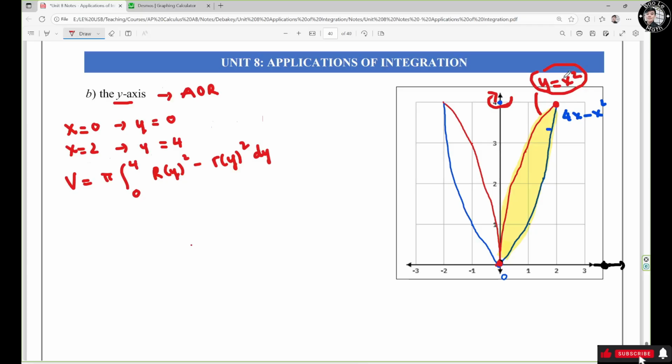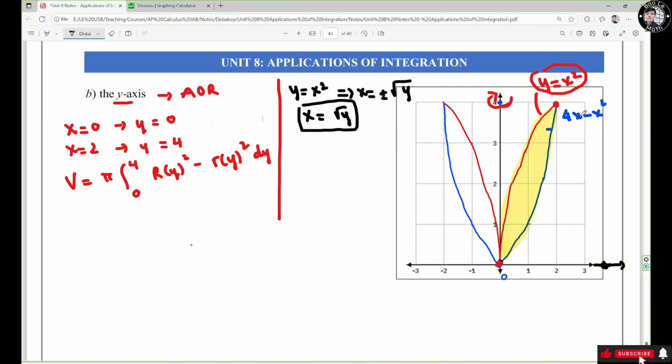Now we need to solve these two guys right here in terms of y, right? So I'm going to put this guy on the side. The first one, y equals s squared, right? Take the square root of both sides. s equals plus and minus square root of y, right? Now I'm going to pick s equals square root of y because it's on the right of the y-axis, right?